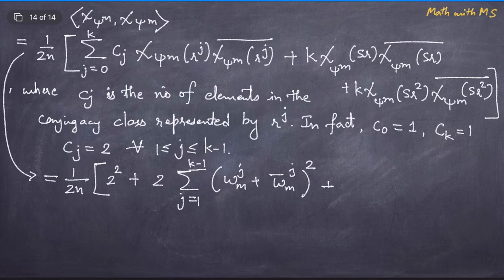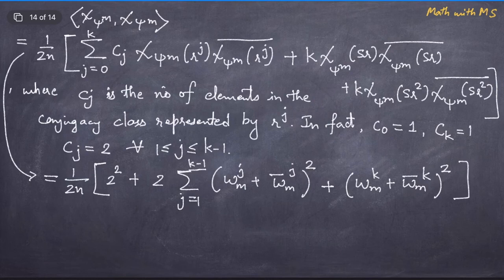plus omega m to the power k plus omega m to the power k bar, multiplied by its complex conjugate, which is the same, therefore it is just square, plus k times the character value at SR multiplied by its conjugate plus k times the character value at SR square multiplied by its conjugate, but we know that the character value at these group elements is 0, so this does not give anything. So this is the total sum.